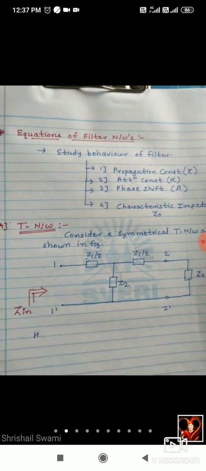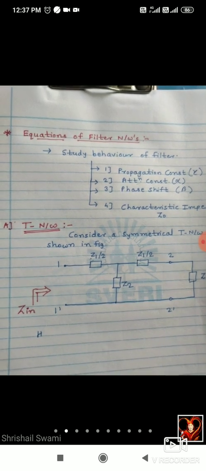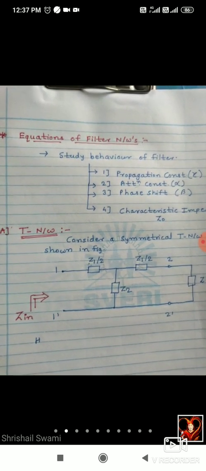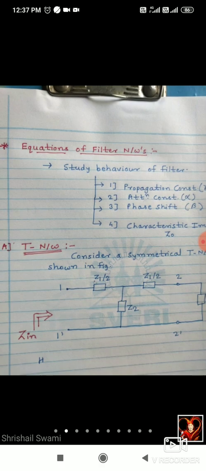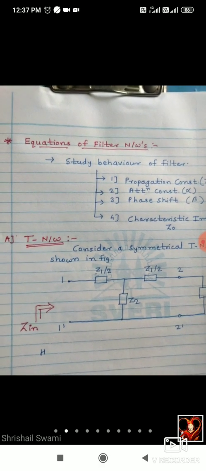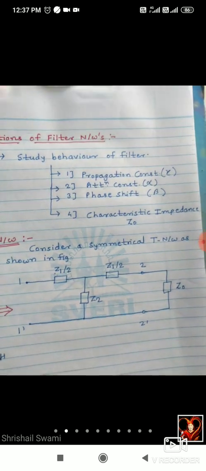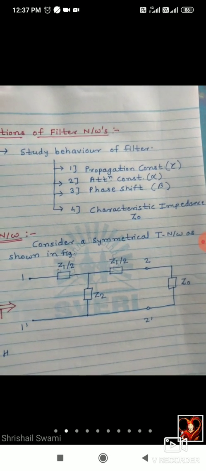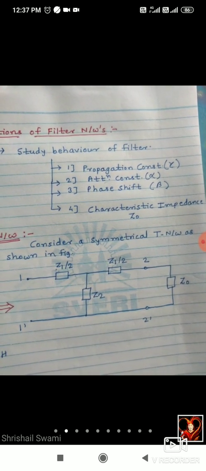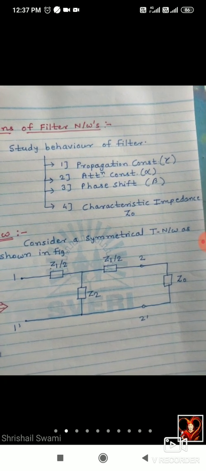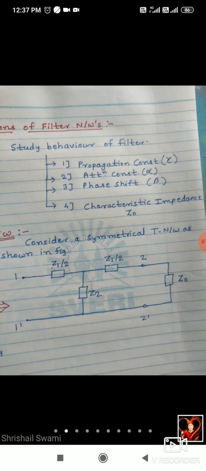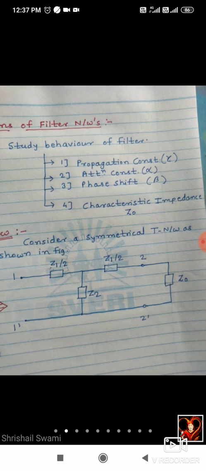The next point is we will continue with the types of networks. First of all, we will start with equations of the filter networks. We can understand the behavior of that particular filter based on four parameters, which are listed here. The first one is the propagation constant. It is measured in terms of gamma.